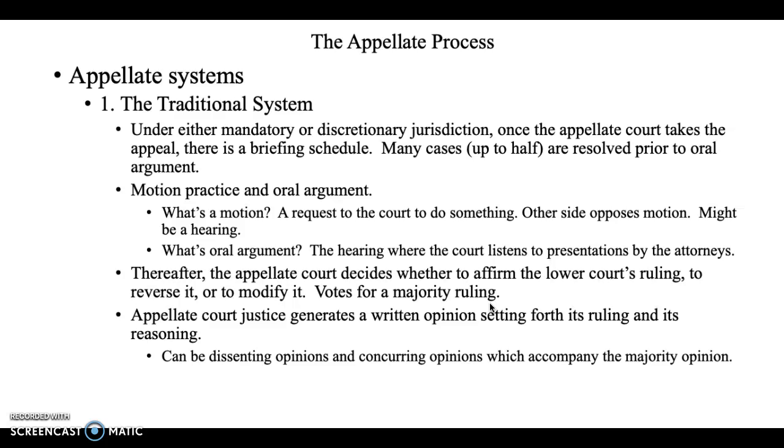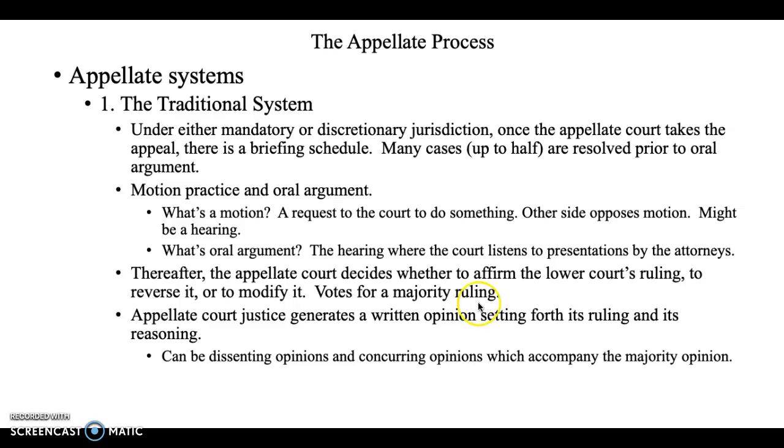The other side may oppose the motion. Then there might be a hearing. Oral argument is when you've made a motion, the court has scheduled a hearing, and the parties go in and they make their oral arguments to the judge directly.